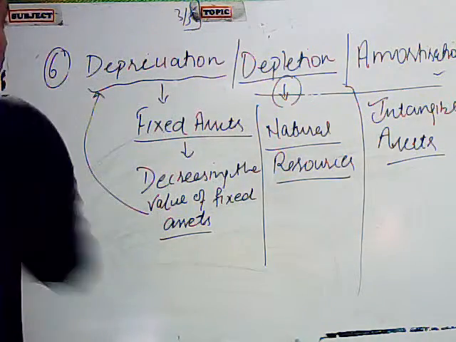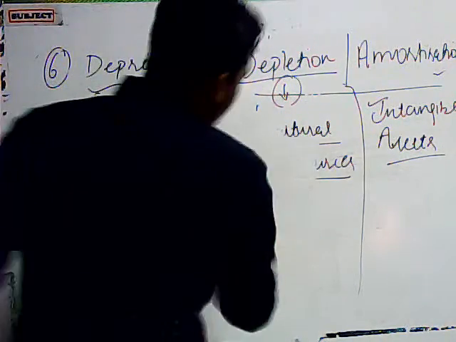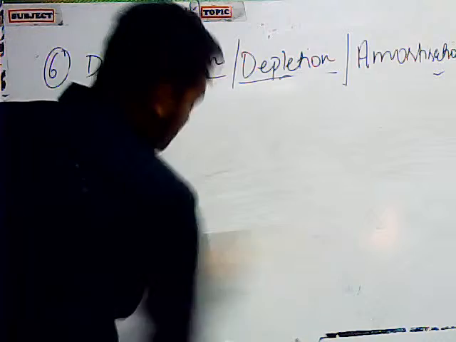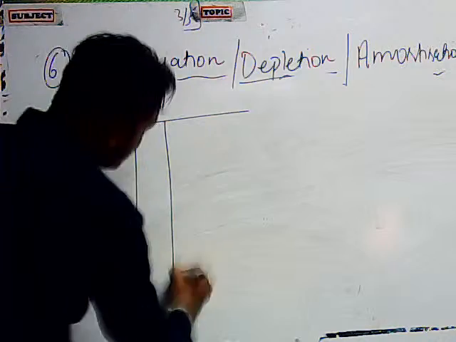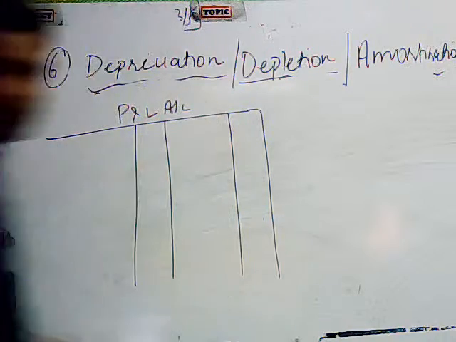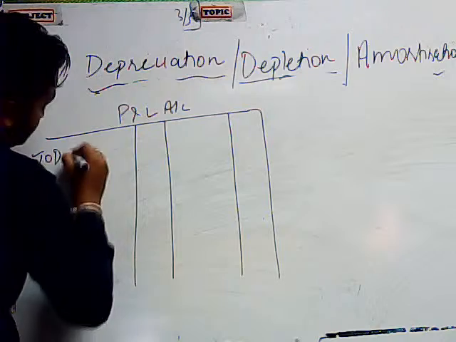Okay, that's great. And now, how do we calculate? Because in this chapter, we have to find out the value of depreciation. We just have to record this transaction under the financial statement. Depreciation falls under the profit and loss account. You just have to write down here, that is the profit and loss account. Here you have to write down depreciation.